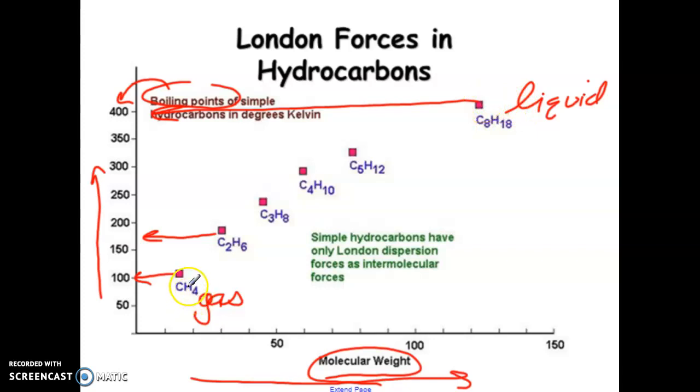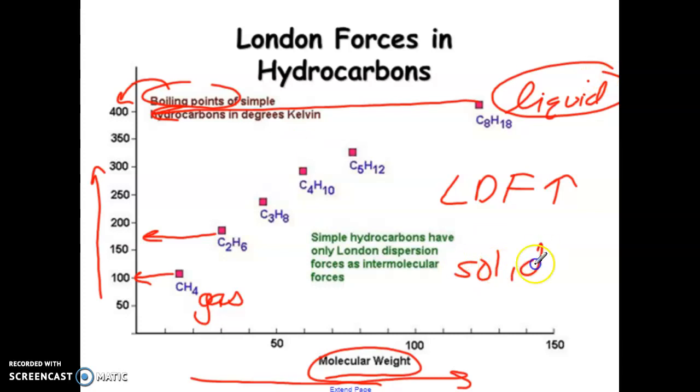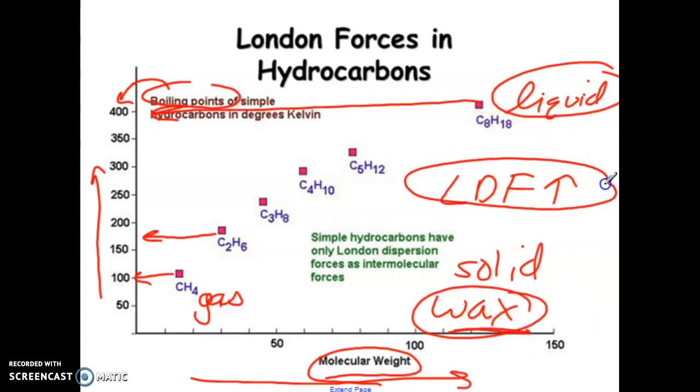So what happens is the attraction between these particles, the LDF, is increasing. The particles came so close together that it eventually became a liquid. And if this hydrocarbon continues to go higher and higher, it can become a solid. For example, wax is basically a hydrocarbon in very large groups of hydrocarbons. Because it's so large, the LDF is so high that the particles are close enough together to become a solid.